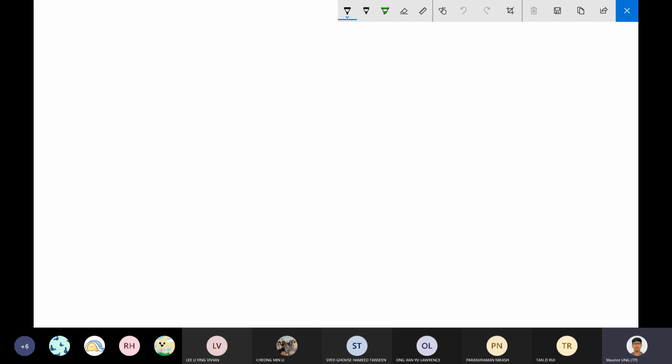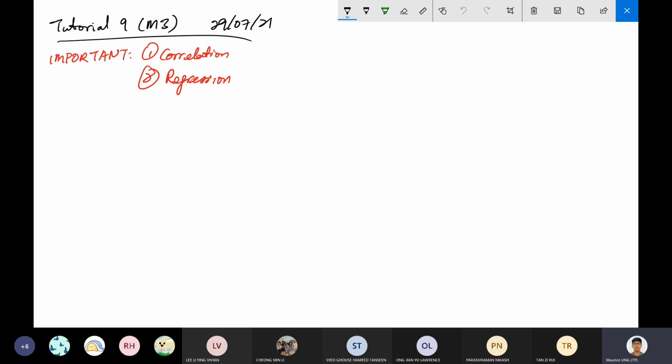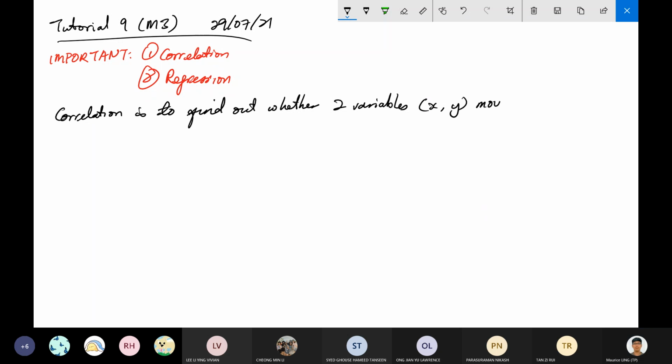Today we are doing correlation and regression. The idea of correlation is to find out whether two variables, in this case the x and the y, move together. Meaning that if x increases, y increases also. This is what we call a positive correlation.